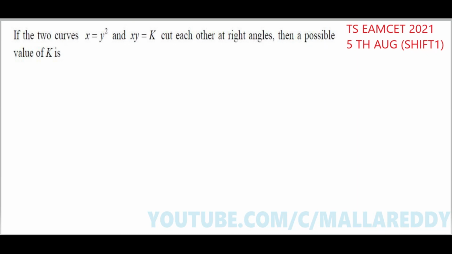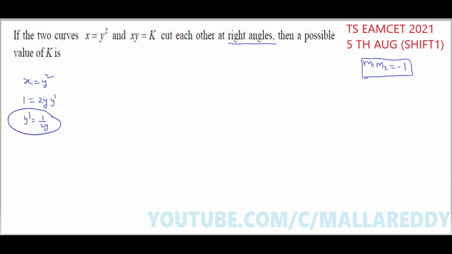If the two curves x = y^2 and xy = k cut each other at right angles, then the possible value of k. Right angles means the product of the slopes m1 into m2 is equal to -1. This is the formula. So the given first curve is x = y^2. Take differentiation on both sides with respect to x, that is 1 = 2y into y dash. Y dash means dy/dx. From this y dash = 1/(2y). This is the slope of the first curve.